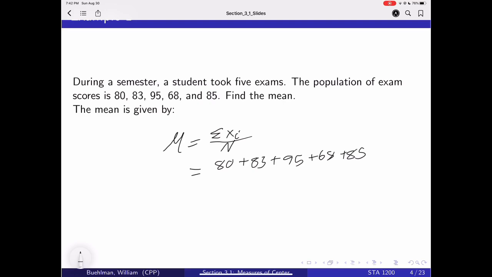Each are the test scores over big N. And how many tests did we have? Well, we had 5. So now if we add those numbers up, we get 411 over 5, which is equal to 82.2. So the mean of these 5 scores is 82.2.